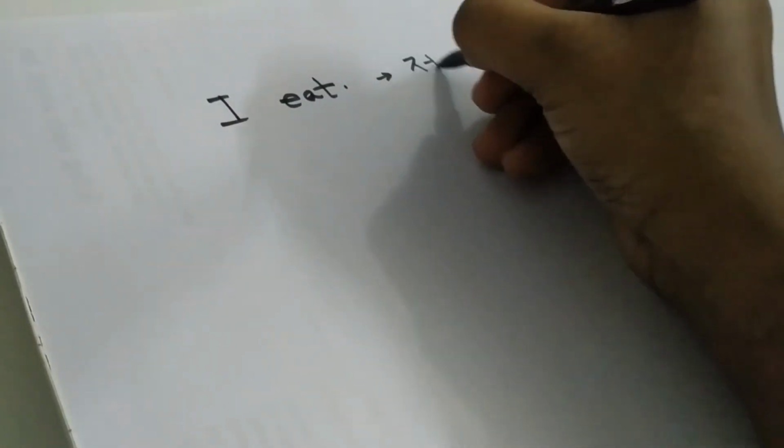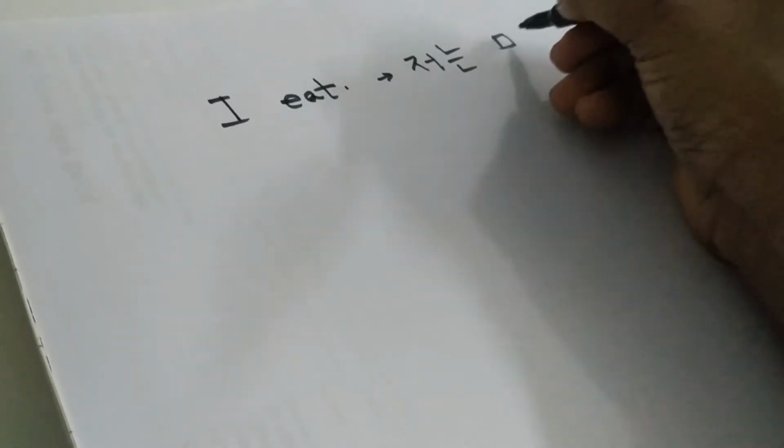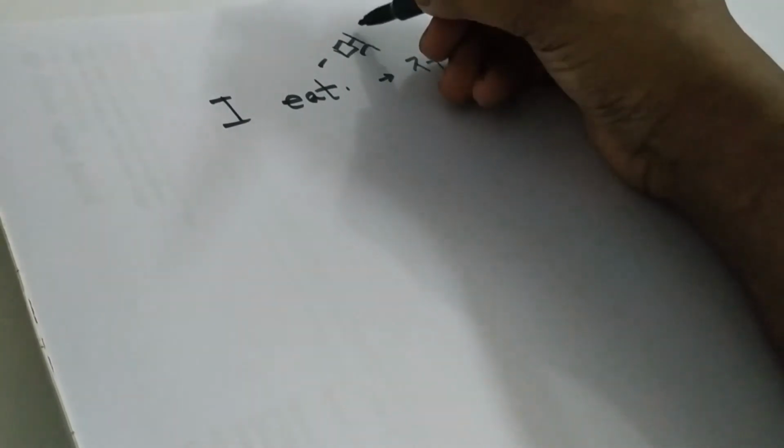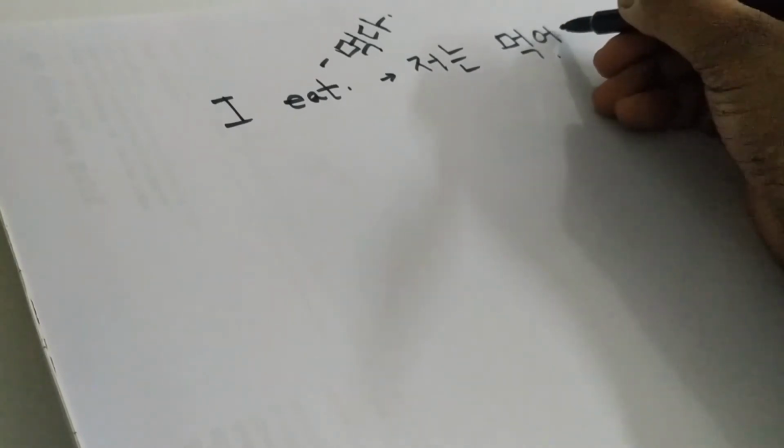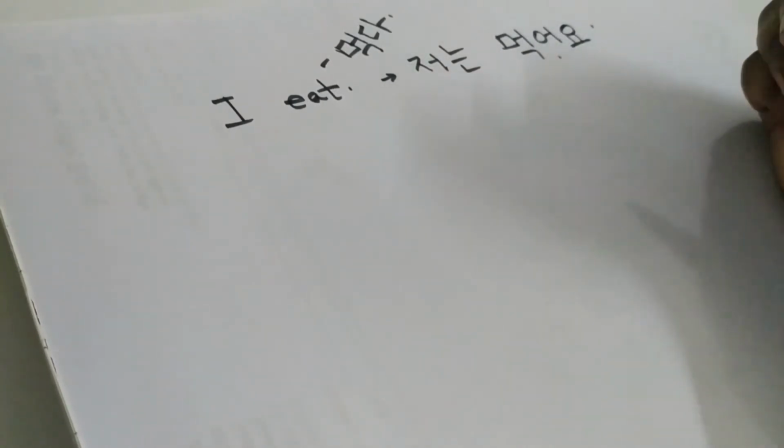Now let's make some other sentences. Let's say I eat. 저는 먹어. Eat is 먹다, and you have to change it into an acceptable form, and that is 먹어. And if you want to be polite, you can add yo at the end. That would be polite.